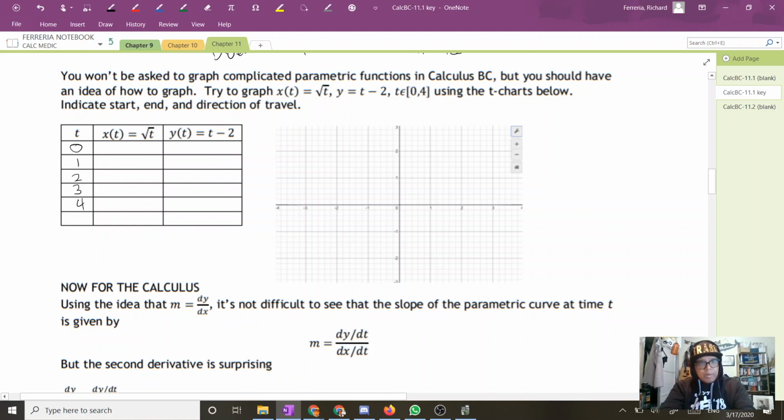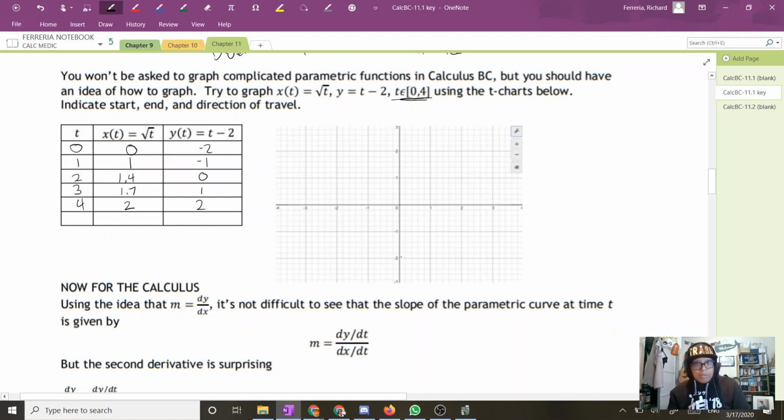First of all, it's probably good for us to graph integer values of t. And then next we're going to go ahead and graph over here the values of x. So when t equals 0, the square root of 0 is 0, 1, 1.4, 1.7, and then finally 2. The y-coordinate is t minus 2, so 0 minus 2 is negative 2, negative 1, 0, 1, 2.